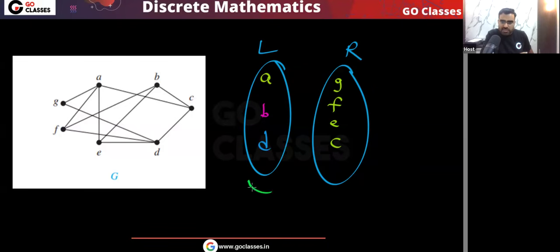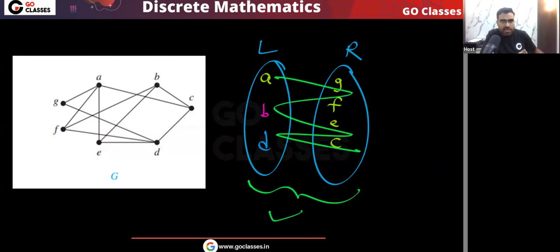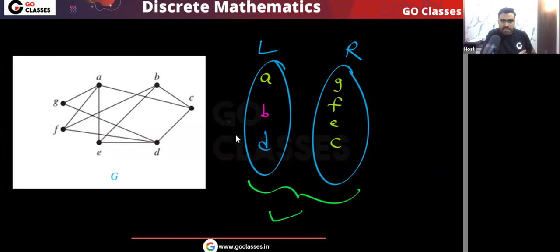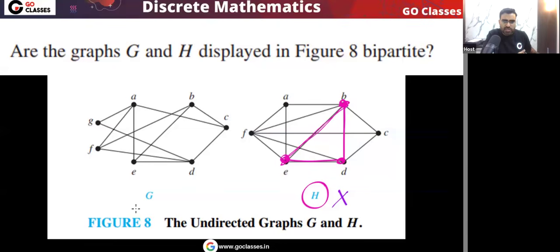So yes, this bipartition is perfect. Yes or no? This is correct. You can see all the edges are between these two parts. Every edge has one endpoint in L and another endpoint in R. So I can say this is a bipartition of this graph G. That is the reason this graph G is a bipartite graph. Okay, is this point clear? So very simple, this graph G is bipartite.